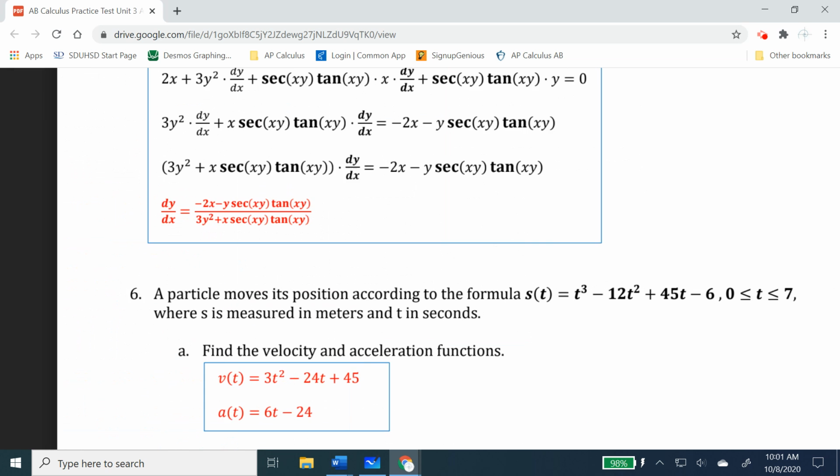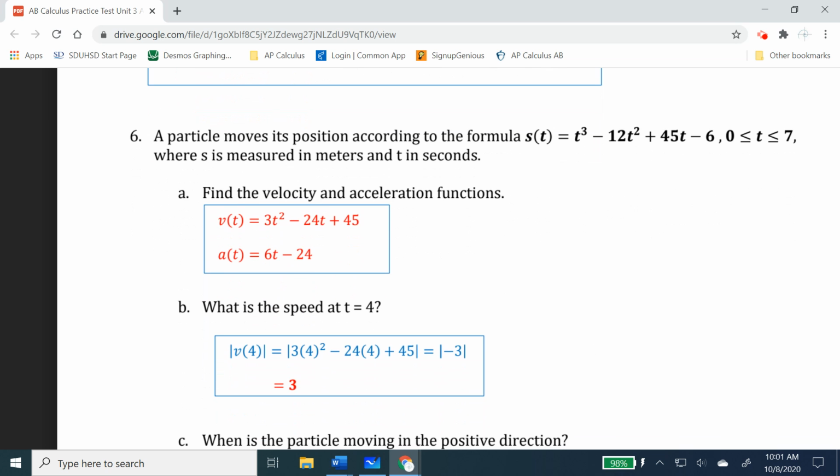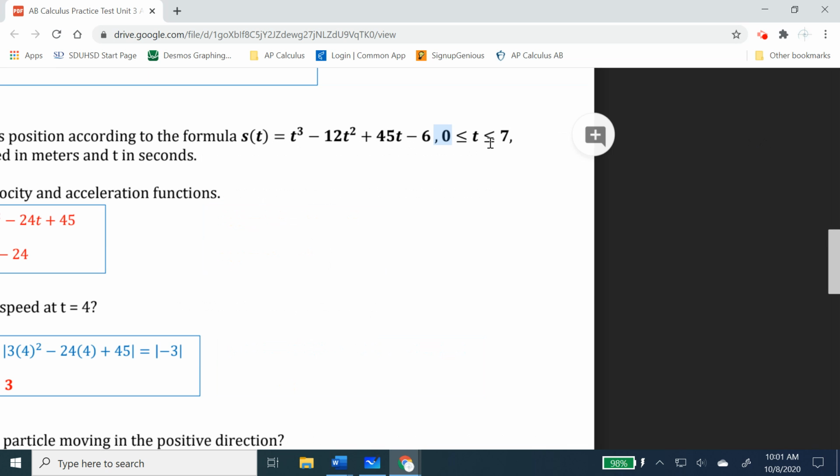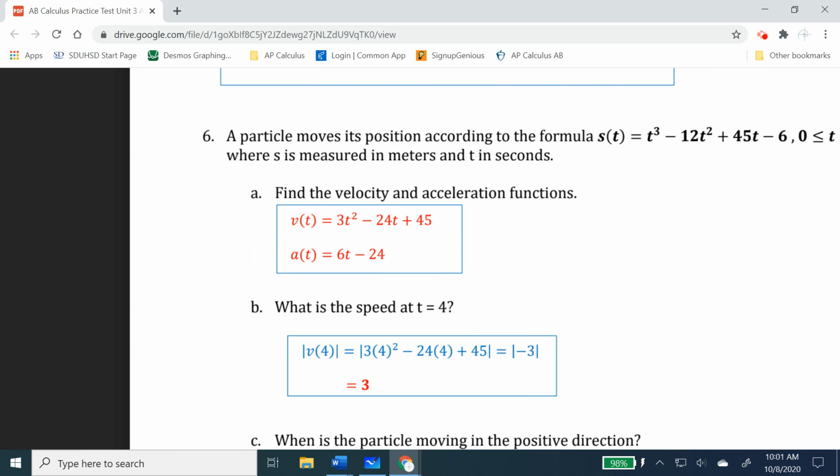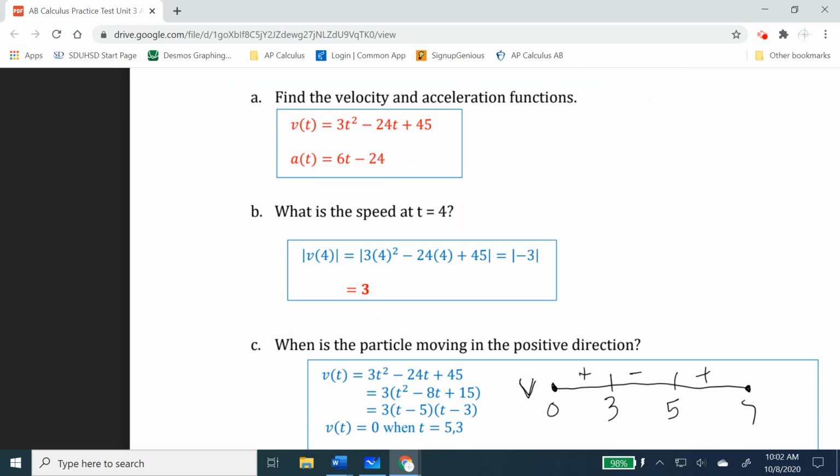So just remember, when it comes to particle motion, be ready to take the derivative to get velocity, the derivative again to get acceleration. Make sure you stick within the domain that is given, that time frame, when you answer all questions. Speed is always the absolute value of velocity. So if you're asked for speed at a particular time, make sure you get a positive answer for that.